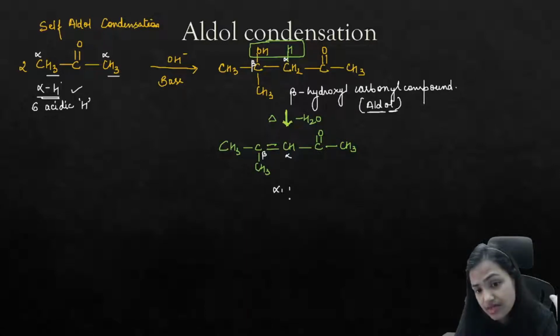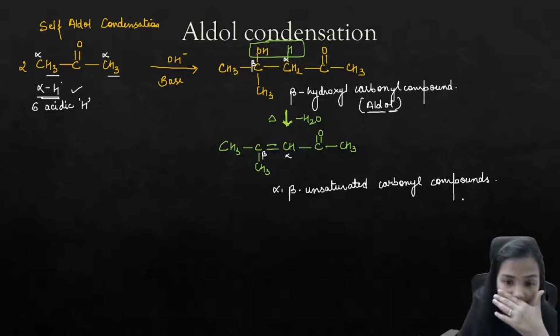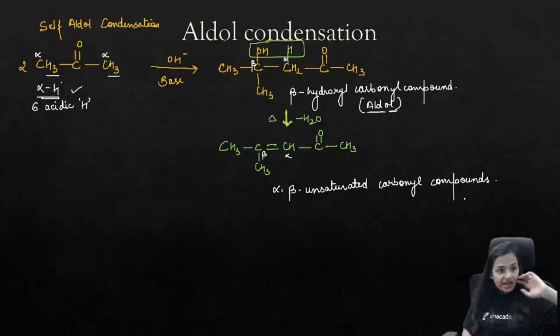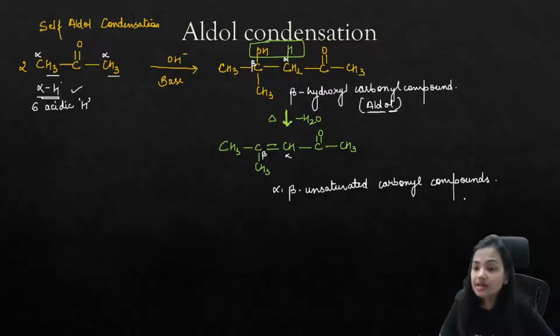Now this is known as alpha beta unsaturated carbonyl compounds. Alpha beta unsaturated carbonyl compounds. So ultimately you will be getting such a product. When we do the aldol condensation, we will be getting a product like beta hydroxyl carbonyl compound, and when we do the elimination of water, we will be getting the alpha beta unsaturated carbonyl compounds.